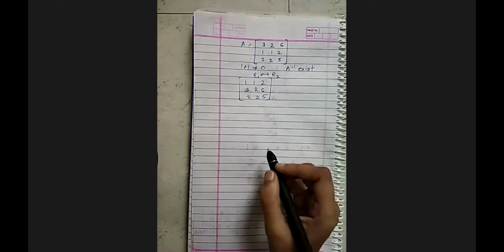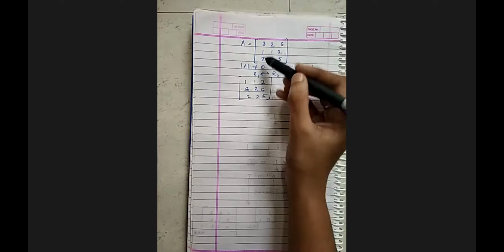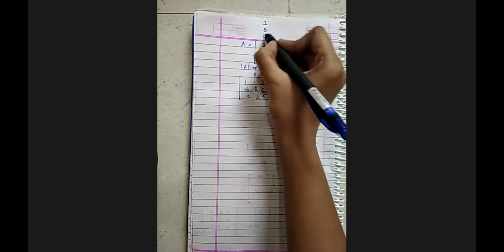Okay, done. And what was the second step? Your second step was to get the zeros over here. So this was the one and then get zeros below. Okay, we are moving column wise. So get zeros over here.